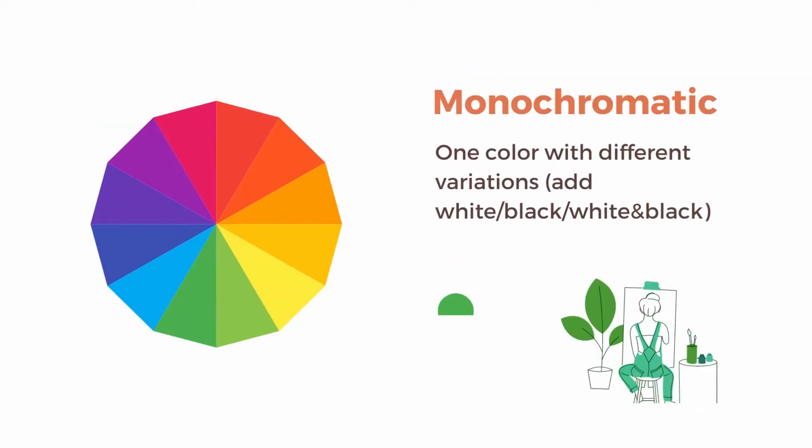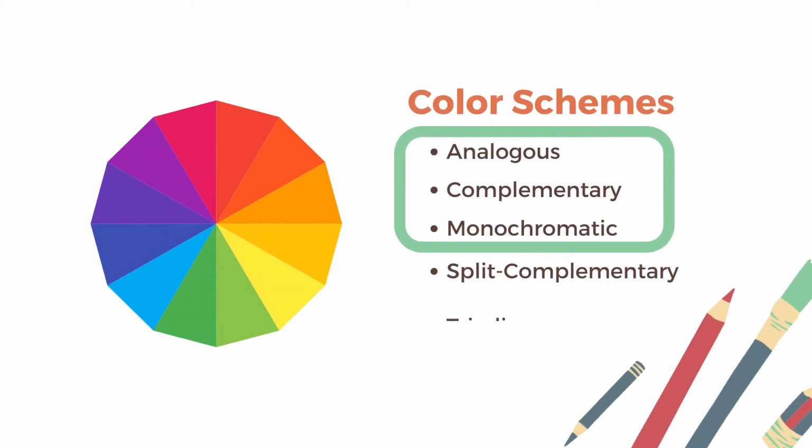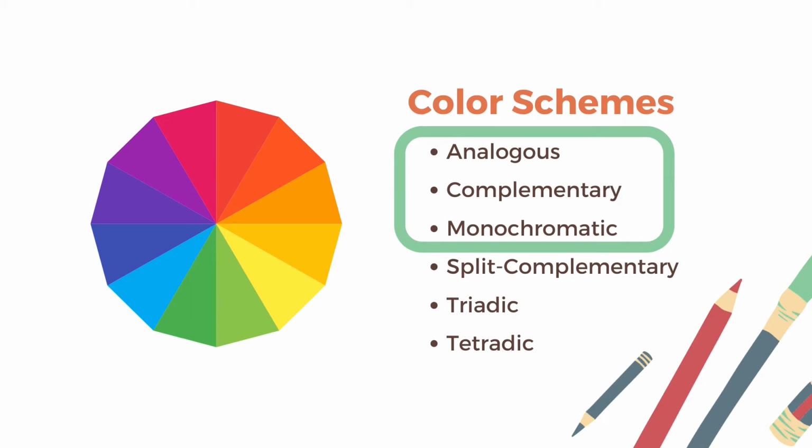Monochromatic colors are derived from a single hue or color and made into a variety of tints, tones, or shades by adding white, black, or both. There are several more color schemes that artists use, but today we'll focus on these three.